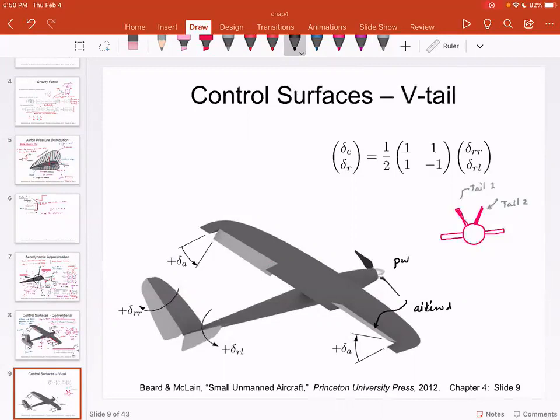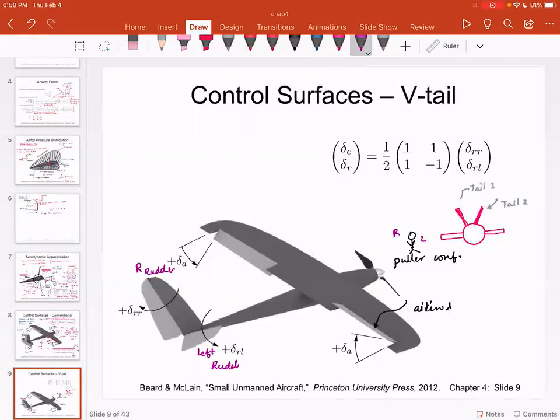Again, this is a puller configuration, which means the prop is in the front. And what happens is you have the deflection of the right rudder and the deflection of the left rudder. And clearly it changes whether you are looking from the front or from the left or right. So assuming you are standing here, this is your right, this is your left. So this is the right rudder and this is the left rudder.